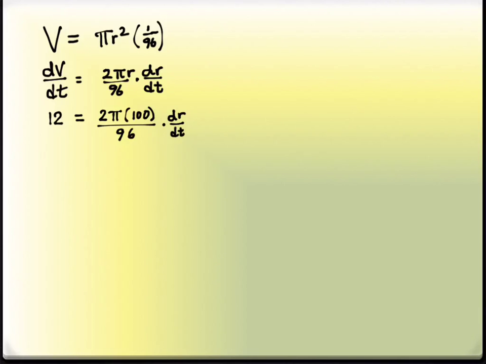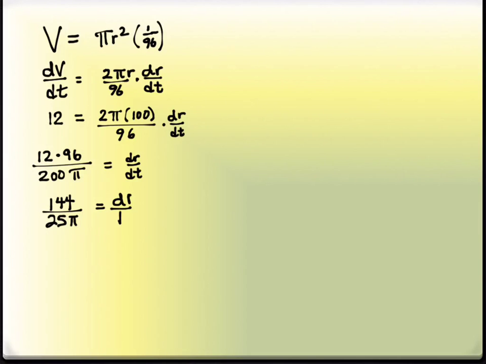All right, so in terms of this particular formula, we're ending up with 12 times 96 divided by 200 pi is equal to dr/dt. What did you get? 144 divided by 25 pi? Yes. Okay. And then let's get that as a decimal value.